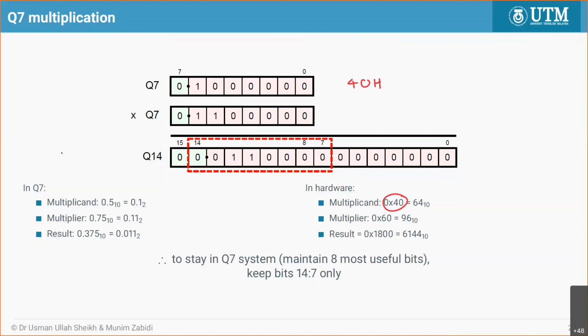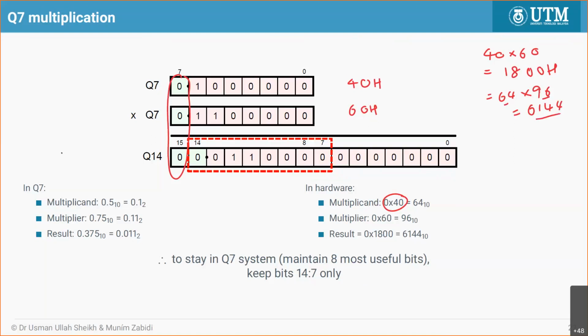This one is 60 hexadecimal. Okay, so the multiplier doesn't care. If you consider this number 40 times 60, it will produce 1800 in hex. So if you are talking about signed or unsigned numbers, it doesn't matter because the sign bits are all 0. If you multiply these two and convert that to decimal, it's actually 64 times 96, and you get 6144. So relatively small times relatively small becomes a big number.